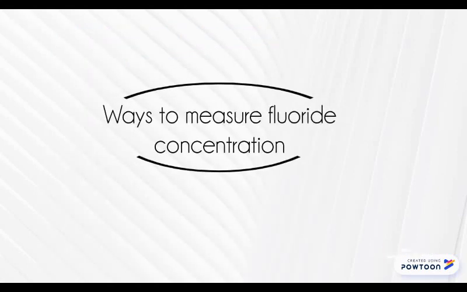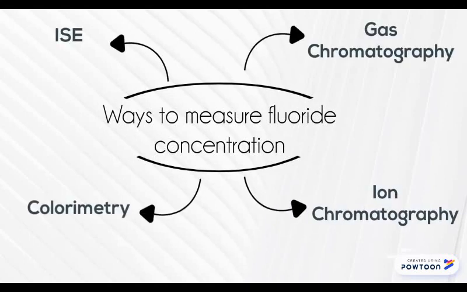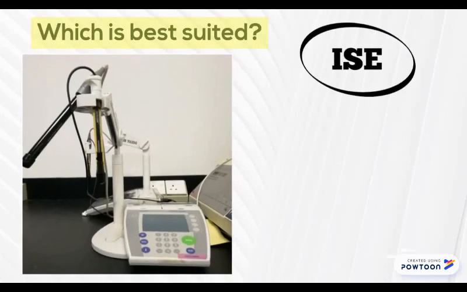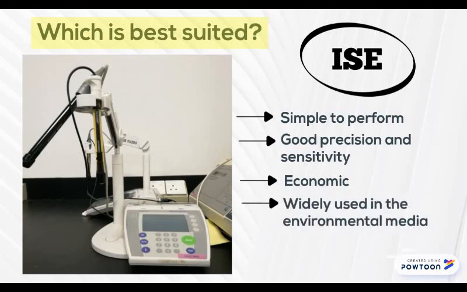Now, there could be a number of factors in determining the most suitable analytical method to measure the concentration. However, in our case for the experiment, the ion selective electrode happens to best suit the purpose. This is because it is simple to perform, has good precision and sensitivity, offers an economic and inexpensive method, and finally, it is widely used in environmental media. This means that it best functions for our experiment.